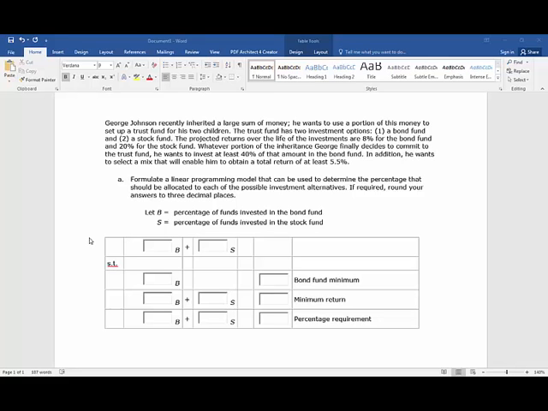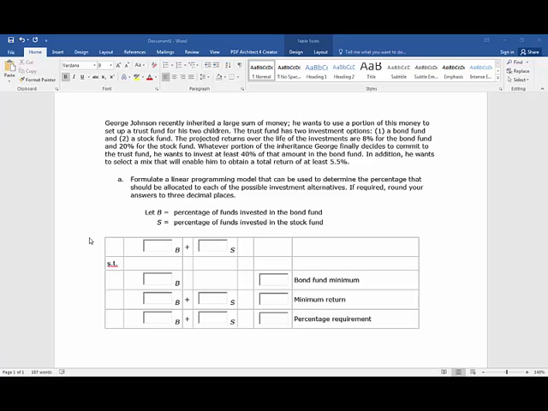I've had a few questions about some of the linear programming problems that are coming from chapters 7, 8, 9, and 10, I think it is. There's 4 different chapters. So here's one of the problems. It's like the 4th or 5th one, I don't remember exactly, on the homework assignment that we could look at.